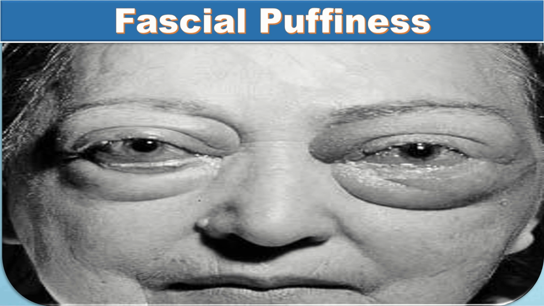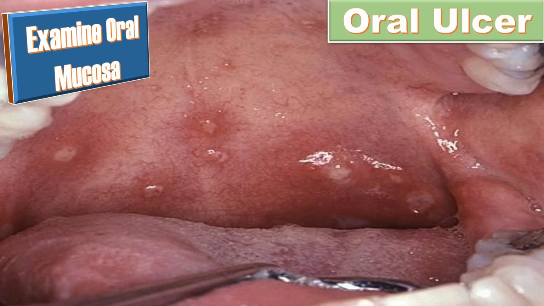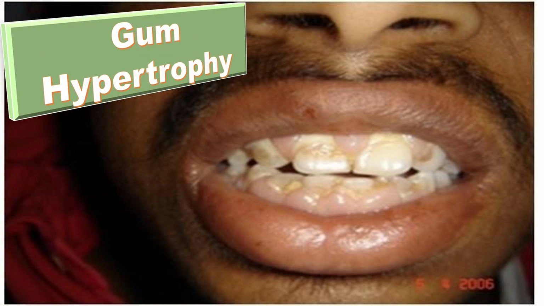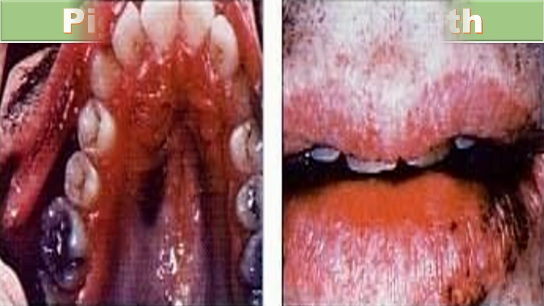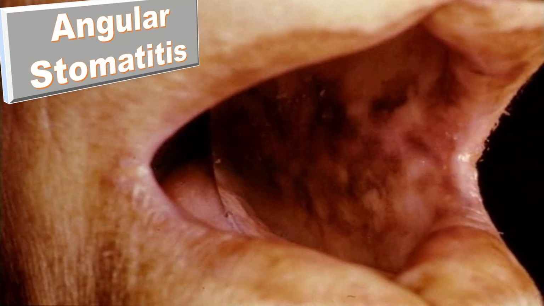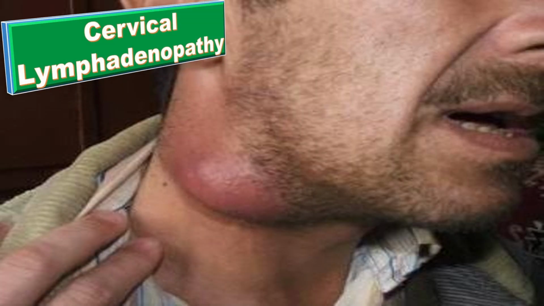Examine the mouth for orodental hygiene or for any ulcers. Here you can see the Behcet ulcer. Also look for gum hypertrophy if present. Also note down the pigmentation of the mouth. You may come across the angular stomatitis. Next comes the neck examination for lymphadenopathy. Here you can see a very prominent cervical lymphadenopathy.